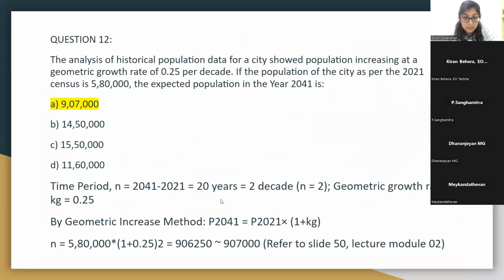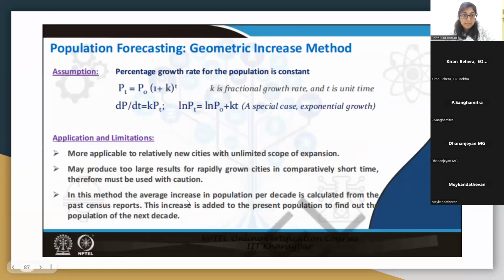So here, since the time period is 20 years, 2 decades, n will be equal to 2. Growth rate is 0.25. So by the geometric increase method, 5,80,000 into 1 plus 0.25 to the power 2, as per this formula. The formula is P0 into 1 plus k to the power t. t here is equal to 2, k is 0.25, P0 is 5,80,000.